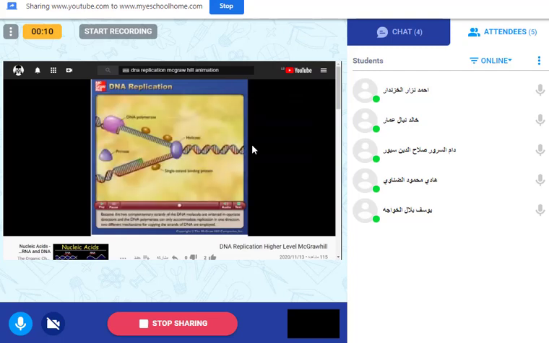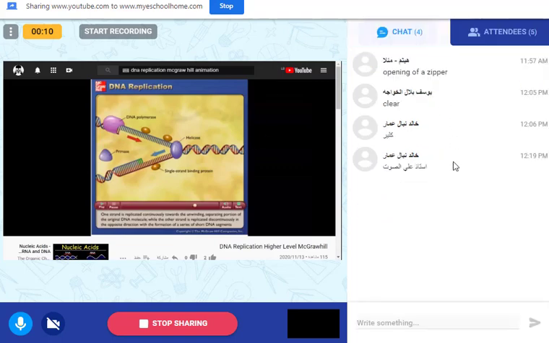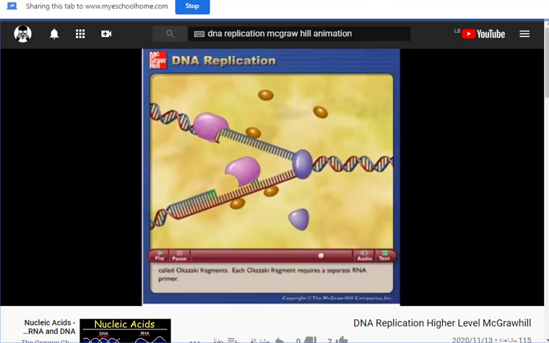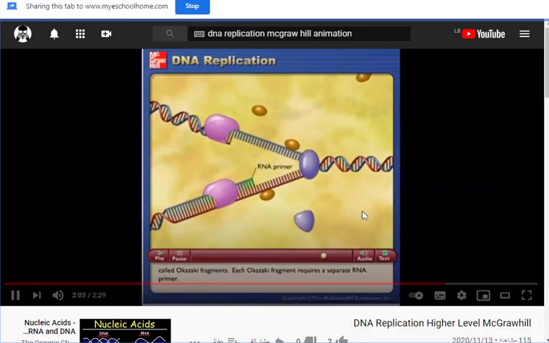Because the two complementary strands of the DNA molecule are oriented in opposite directions, and the DNA polymerase can only accommodate replication in one direction, two different mechanisms for copying the strands of DNA are employed. One strand is replicated continuously toward the unwinding, separating portion of the original DNA molecule, while the other strand is replicated discontinuously in the opposite direction with the formation of a series of short DNA segments called Okazaki fragments. Each Okazaki fragment requires a separate RNA primer.